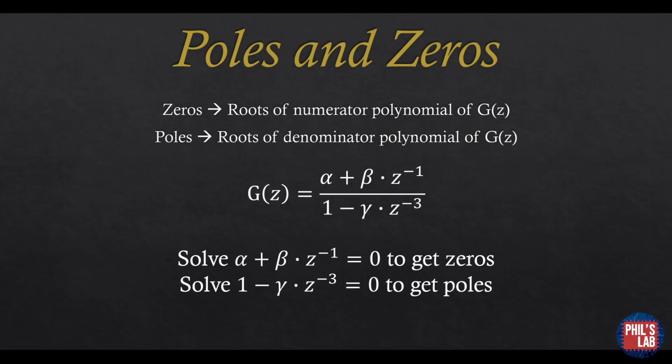A very important concept, not only for the Z transform, is that of poles and zeros. Just briefly explained, and not in much detail, the zeros are the roots of the numerator polynomial of our transfer function, and the poles are the roots of the denominator polynomial of G of z, our transfer function. And here again is our example transfer function. So if we solve the top equals 0, we get the zeros, and if we solve the bottom, the denominator equals 0, we get the poles.